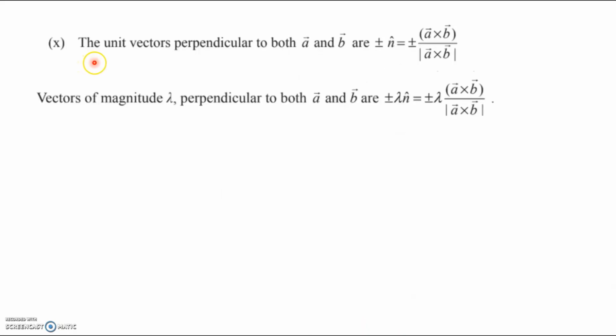The last property that we would see in this video is the unit vector perpendicular to both a and b, or plus or minus n cap, which is equal to plus or minus a cross product with b divided by the magnitude of a cross product with b. Extending this to vectors of magnitude lambda perpendicular to both a and b, it can be written as plus or minus lambda n cap is equal to plus or minus lambda a cross product with b divided by magnitude of a cross product with b.